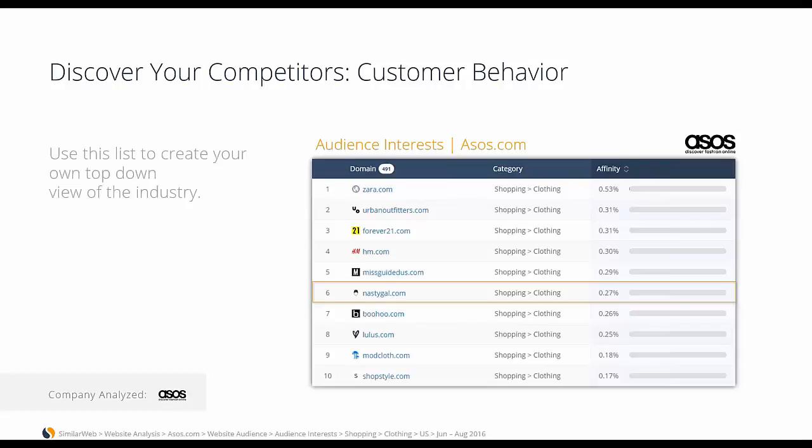So in the ever-changing and actually rapidly changing clothing market, where fashion and trends can change with what's cool, we see that Nasty Gal is actually up there with a very high affinity to ASOS. So ASOS would be wise to keep an eye on them and say, okay, what are our customers looking at? They know the H&Ms, they know the Forever 21s, but here's this new competitor coming on, and if they were using our data, they'd be able to identify who their up-and-coming competitors are by understanding where their audience is going.